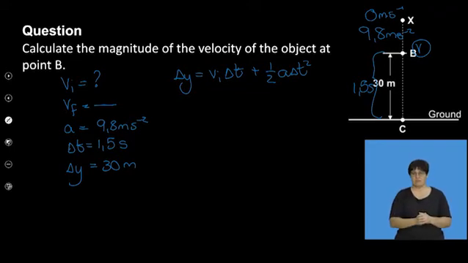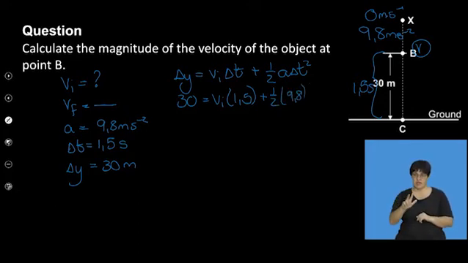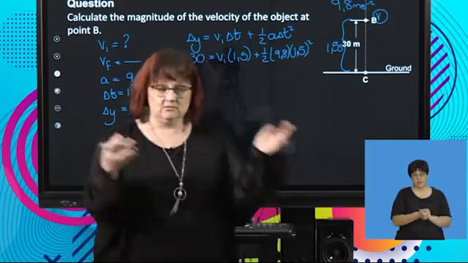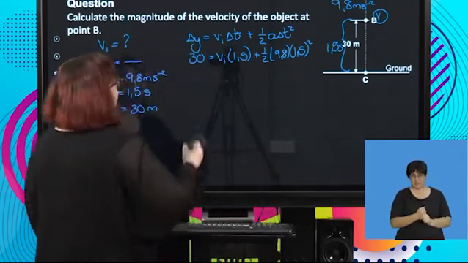Substitution now. So we have 30. I want VI. This is 1.5. We have a half times 9.8 times 1.5 squared. Don't forget the square. These little squares get left out all the time. They're very sad. At this point, if you can solve for VI without doing any more of the maths, go ahead and do it, okay? I'm just going to show you all the maths so we understand where I'm getting it from.